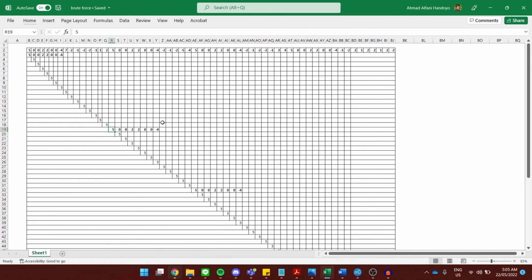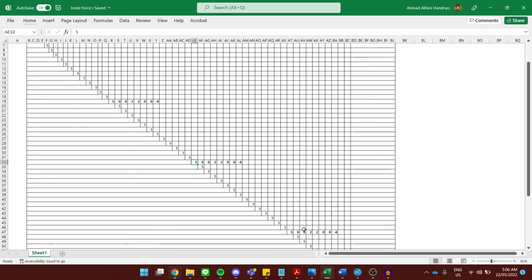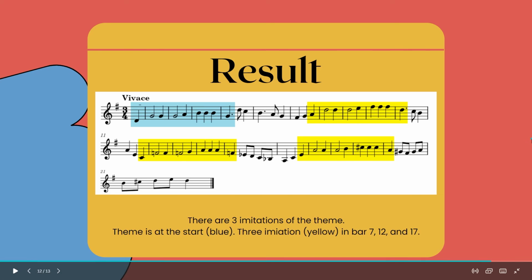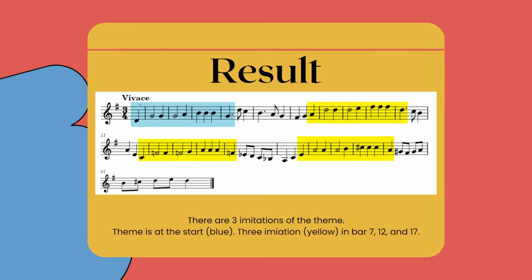And then the pattern is being matched against the next indices until we reach this index where it is found again, and then a third index where it is found again, and then a fourth index where it is found again. The result is that there are 3 imitations of the theme. Here we see that at the beginning, the theme was recognized as an imitation, and then there are 3 subsequent imitations in bar 7, 12, and 17.